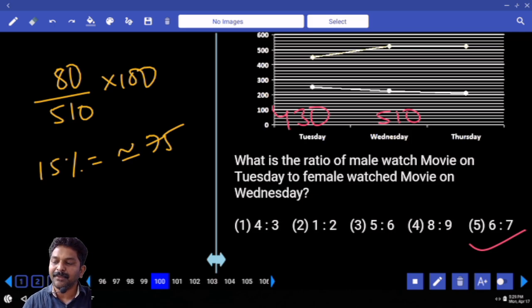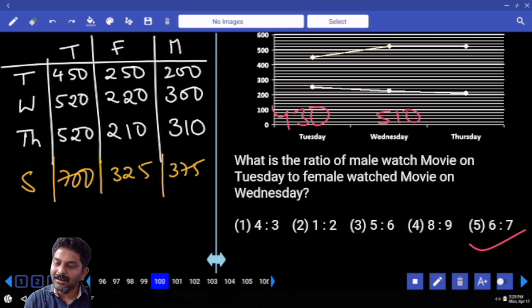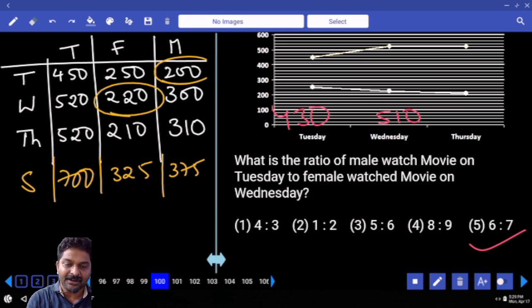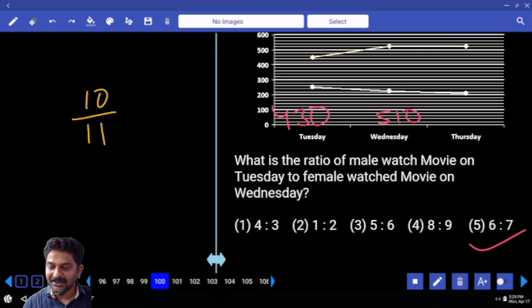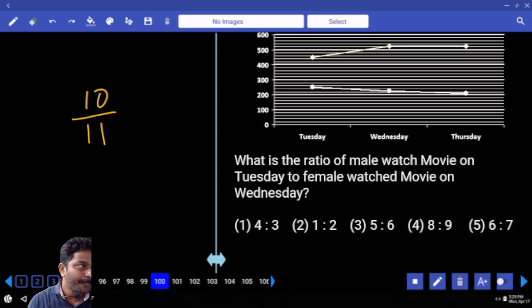What is the ratio of males who watched the movie on Tuesday to females who watched the movie on Wednesday? Male on Tuesday is 200, female on Wednesday is 220. 200 by 220 is 10 by 11. It has to be 10 is to 11, but that option is not there.